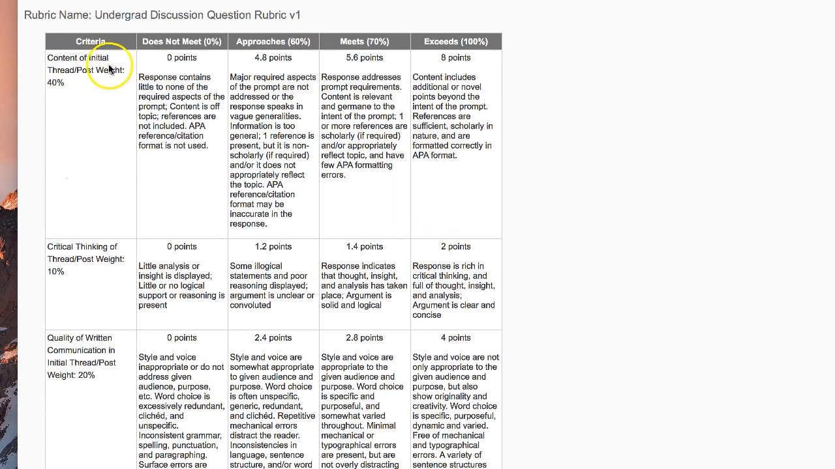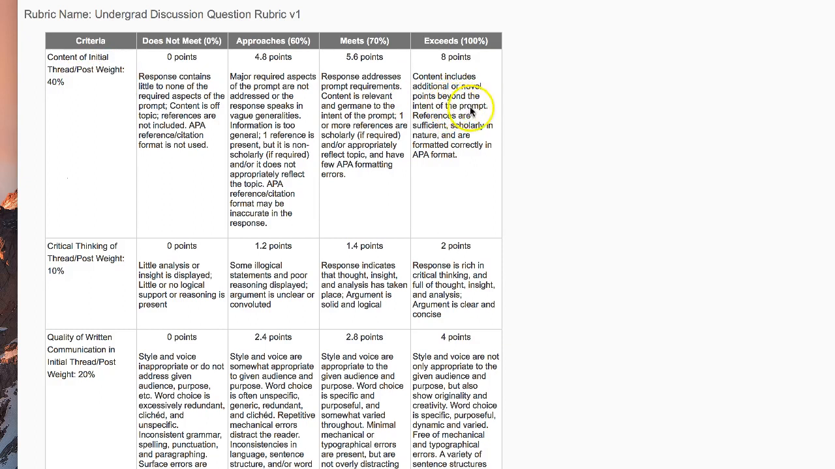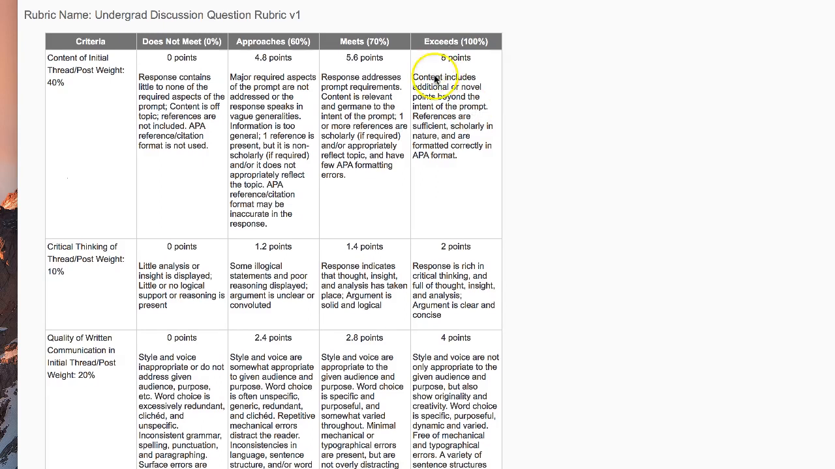So content of initial thread or post. Okay, so content includes additional or novel points beyond the intent of the prompt, which means if you just answer the questions, you will not get these 8 points, okay? You have to take it a little further. So if we're asking about how does using charting decrease med errors, you definitely answer the question, like there's systems failure behind, you can clarify handwriting, you have to scan medications, but take it to the next level. Maybe something new or something additional to that.